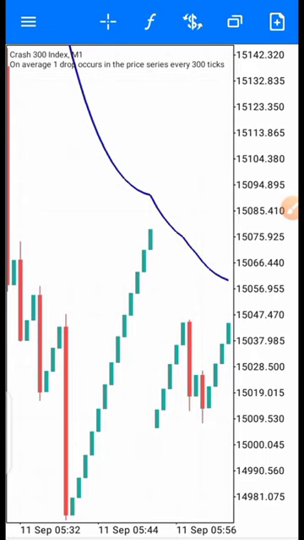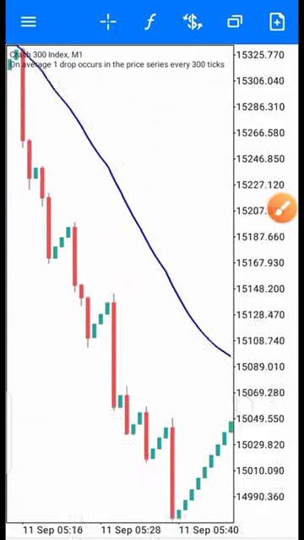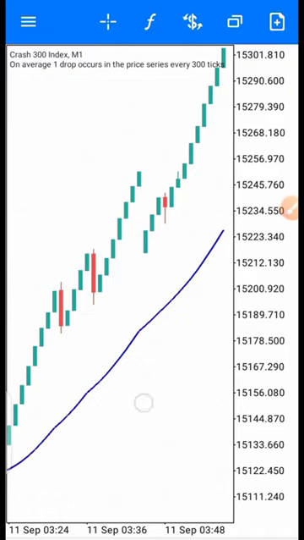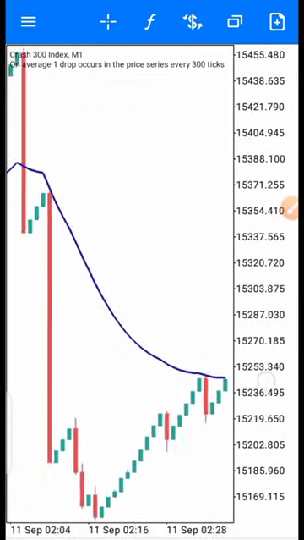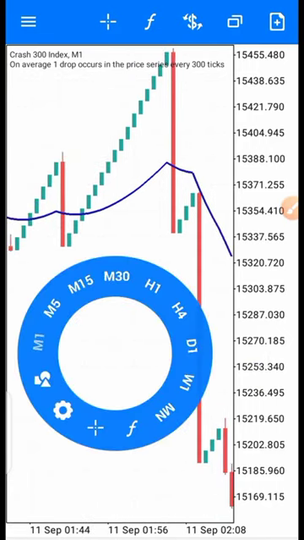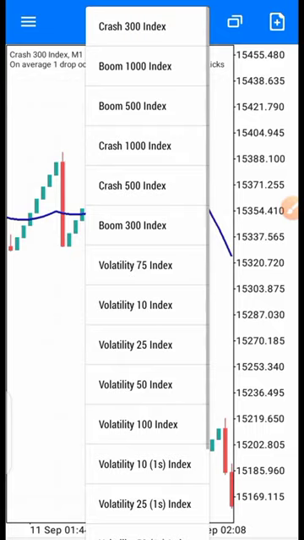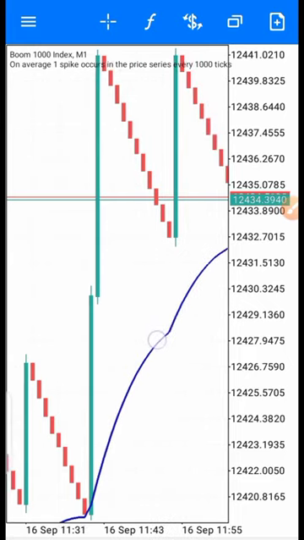You can see the spike happen from here and the retracement end here. So that should be level 38.2, between level 35 and 50. So let's go on to more trades. Let's test other markets. Let's check Boom. This is Boom 1000. You know the spike is going to be up.